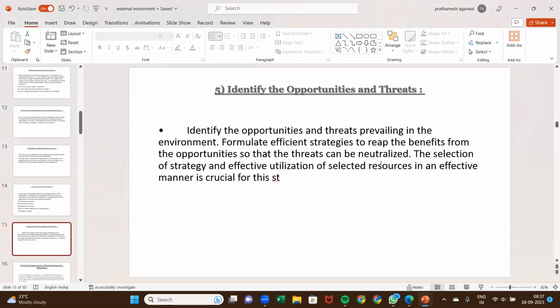Then identify the opportunities and threats prevailing in the environment and formulate efficient strategies to reap the benefits from the opportunities so that threats can be neutralized. Neutralized means threats can be taken care of. The selection of strategy and effective utilization of selected resources in an effective manner is crucial for this.